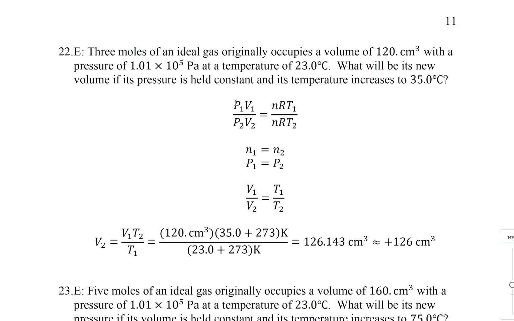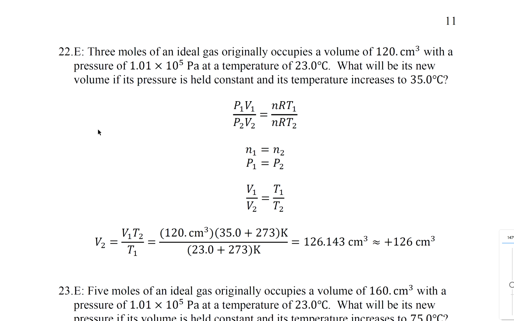So now we're going to use this equation: P1V1 over P2V2 equals nRT1 over nRT2. Question 22. 3 moles of an ideal gas originally occupies a volume of 120 centimeters cubed with a pressure of 1.01 times 10 to the 5 pascals at a temperature of 23 degrees Celsius. So this first sentence gives us everything we need to know for the numerator.